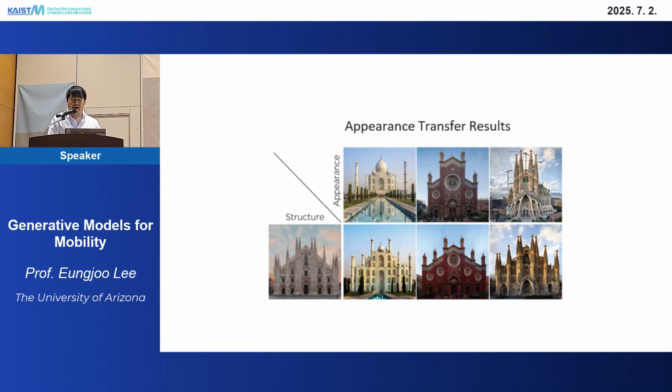At graphics conferences like SIGGRAPH, many people are working on these image translation techniques, and this performance has been significantly improved these days using diffusion models and also ControlNet-based approaches.